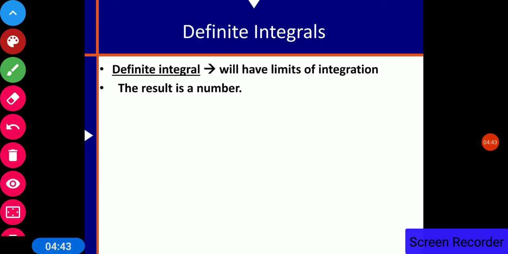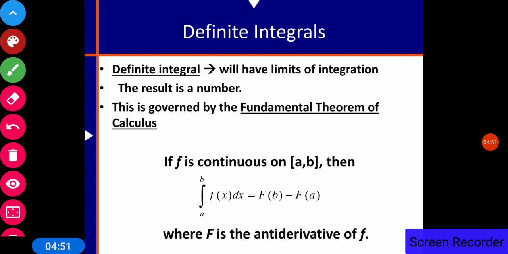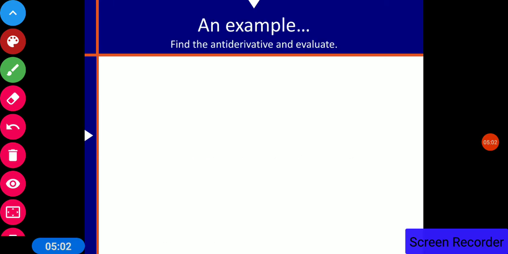Now a definite integral will have the limits of integration. The result is a number. This is governed by the fundamental theorem of calculus. If f is continuous on [a, b], then the integration from a to b of f(x) dx is equal to F(b) minus F(a), where F is the antiderivative of f. So for an example, the definite integral from 1 to 4 of x square dx will be equal to 1 by 3 x cube plus constant.